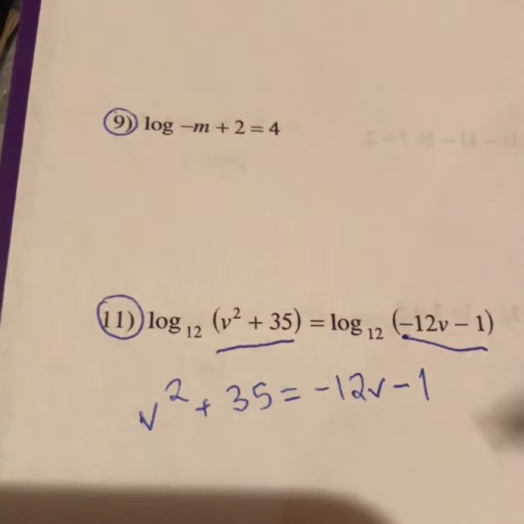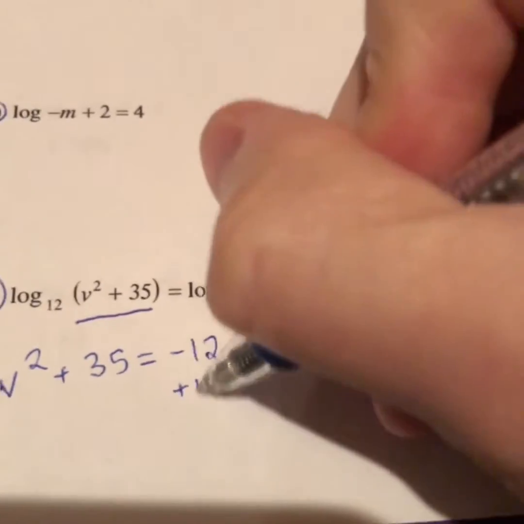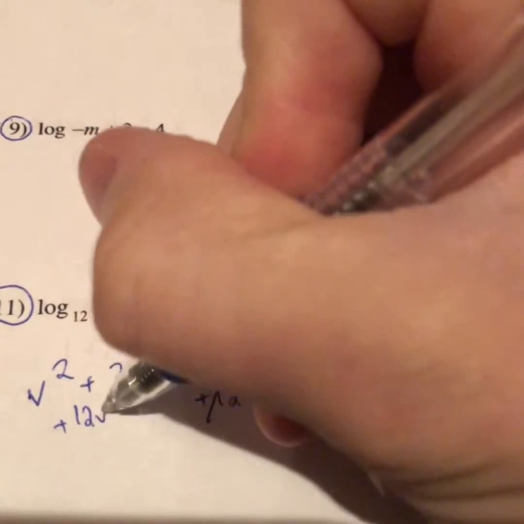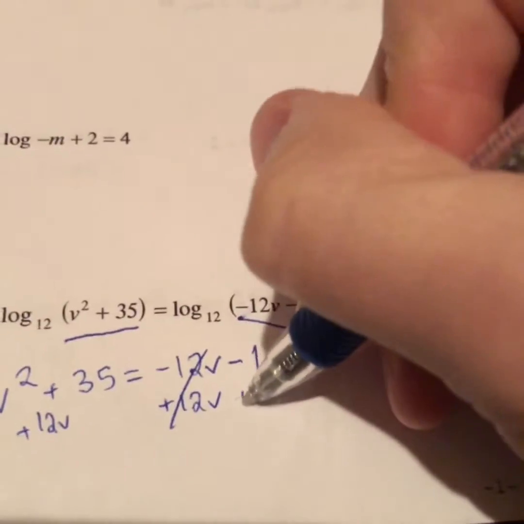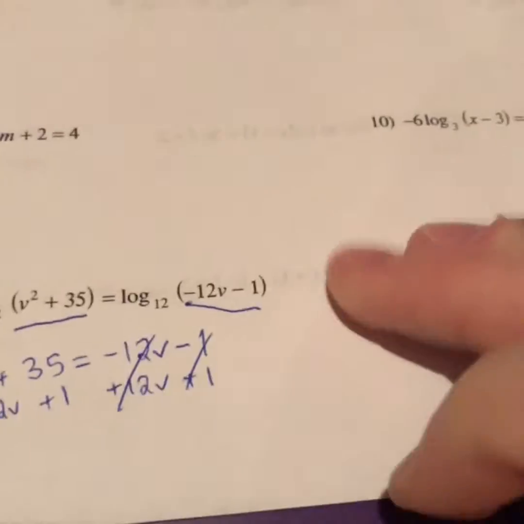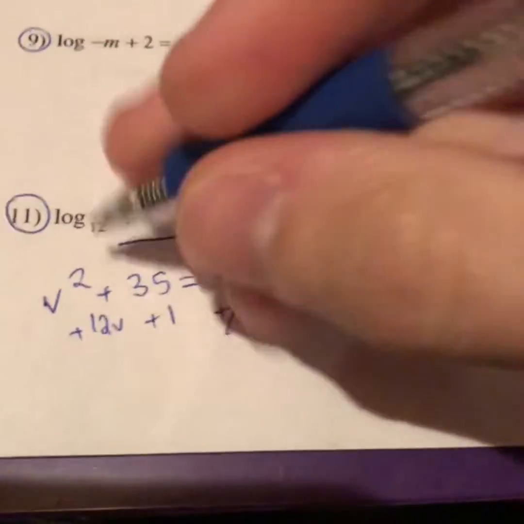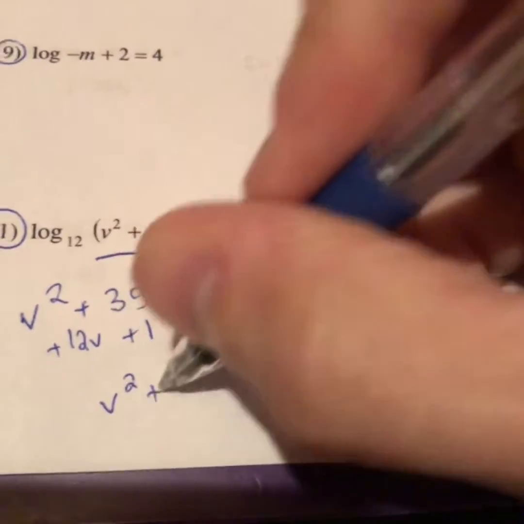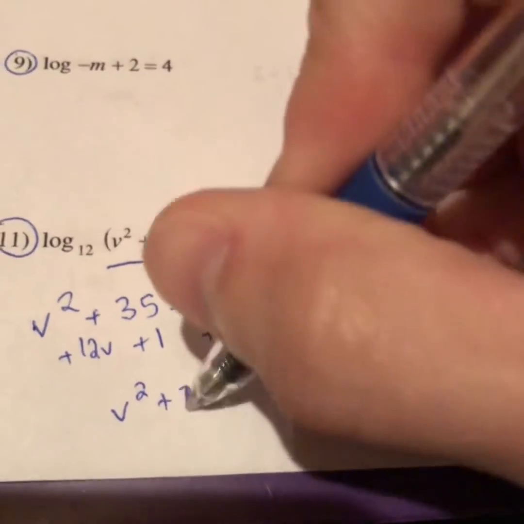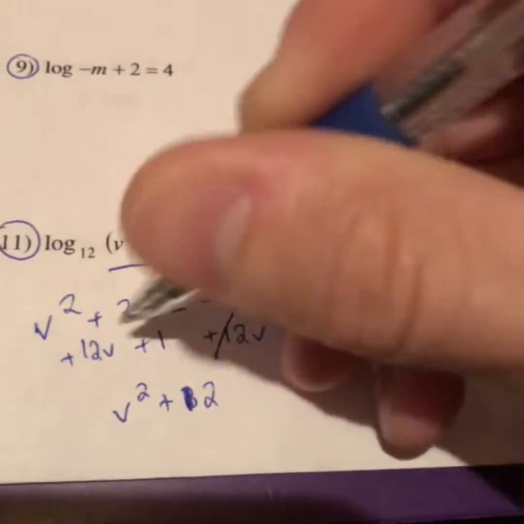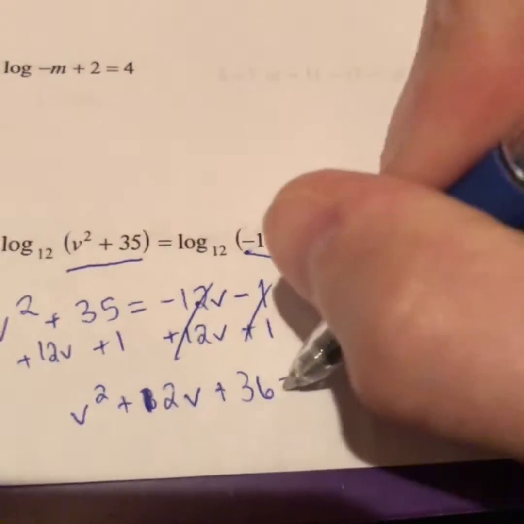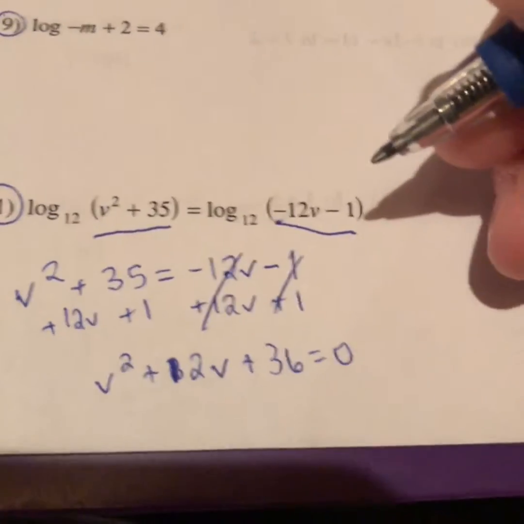Now in this case we have a quadratic, so we are reviewing factoring, but we need to move everything to one side first. So let's add the 12v over to the left. There's nothing over there to combine it with, so we're just going to put that in the middle. Also going to add 1 to 35, and look at what we get. We're going to get v squared plus 12v plus 36 equals 0. Now we're in business.